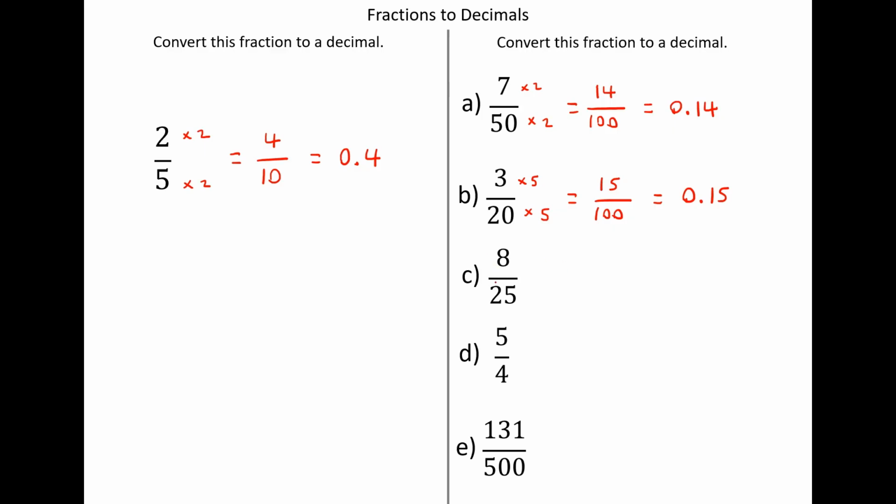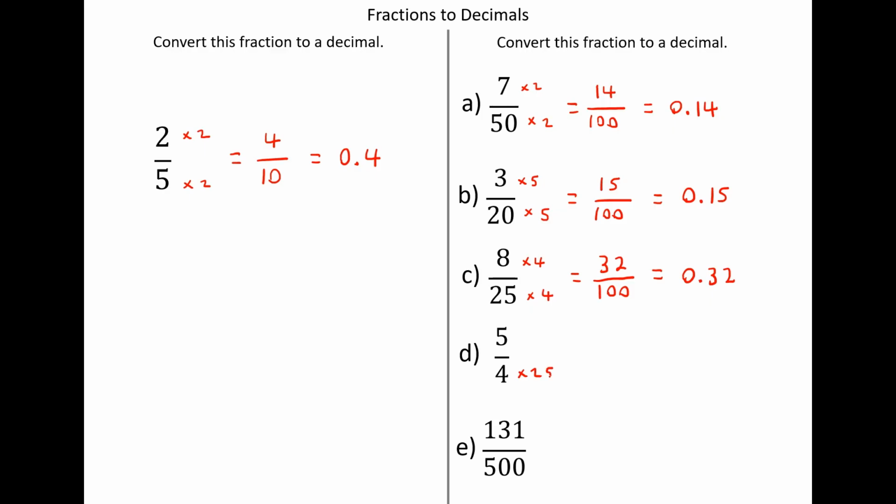Now, to change 8 over 25 into a denominator that is tens, 100s, or 1,000s, or maybe even 10,000, I'm simply going to take 25. I'm going to times it by 4 because I know that 25 times 4 is 100. And what I do to the bottom, I must also do to the top. So since I multiplied 25 by 4, I must multiply 8 by 4. In this case, I'm going to have 32 over 100, which is going to be 0.32.